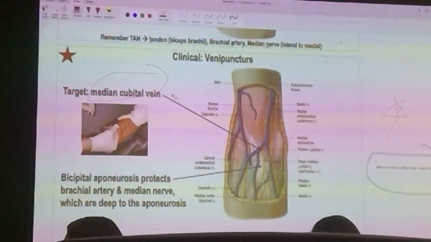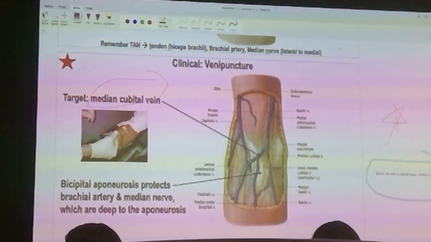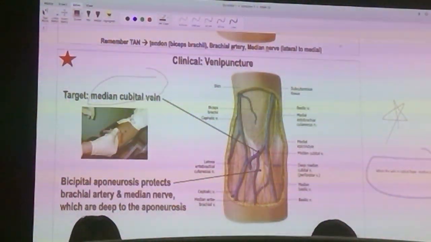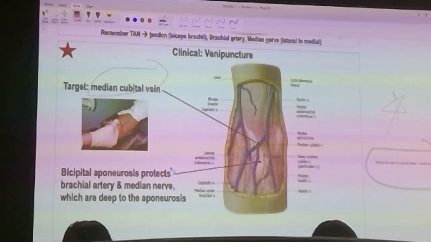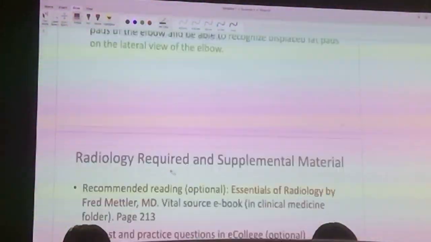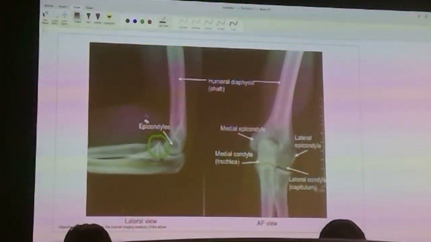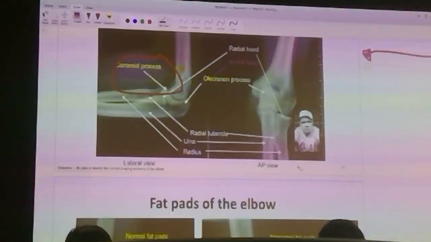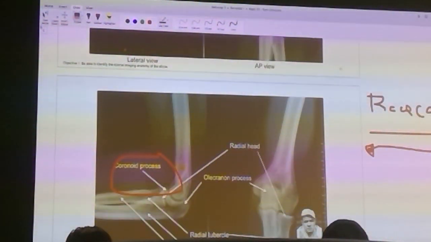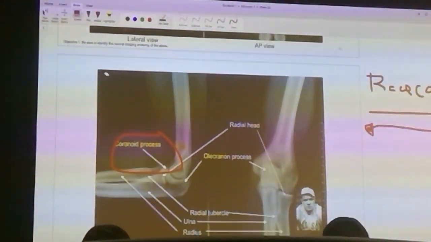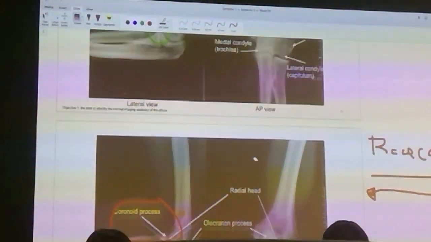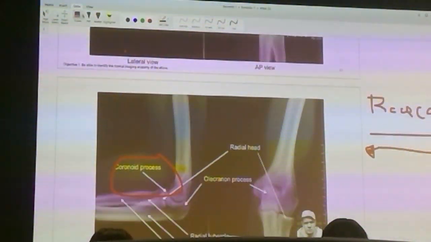Then whatever this guy's doing, if you see this picture, the nerve that's likely to be damaged is the median nerve. And then for radiology, they like the coronoid process and the olecranon process. I think that's it. Any questions? Can you repeat coronoid process? Coronoid and olecranon.